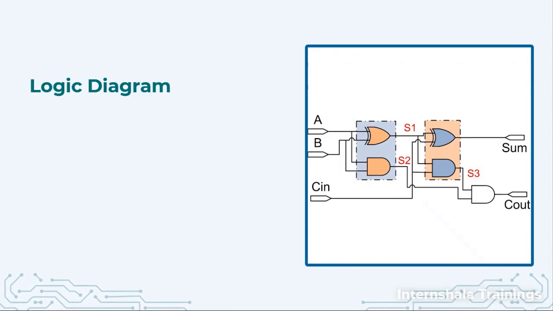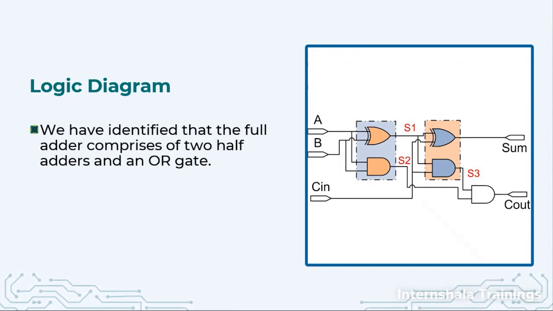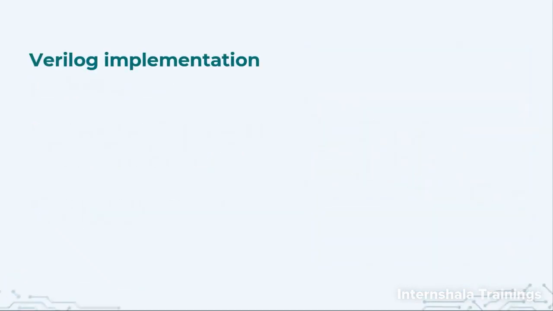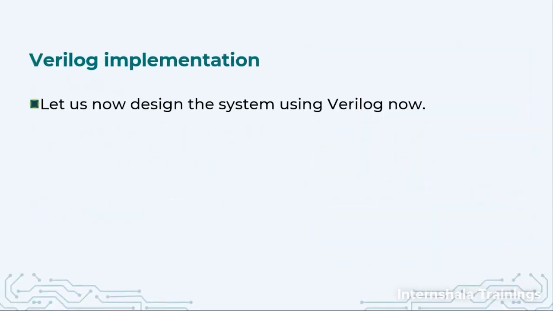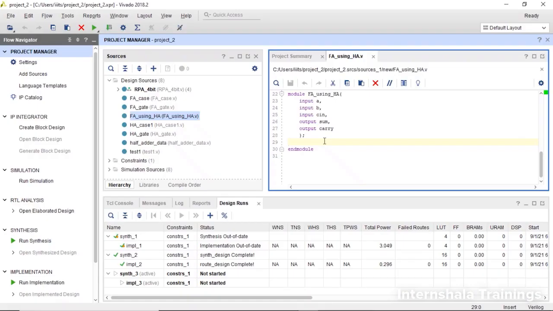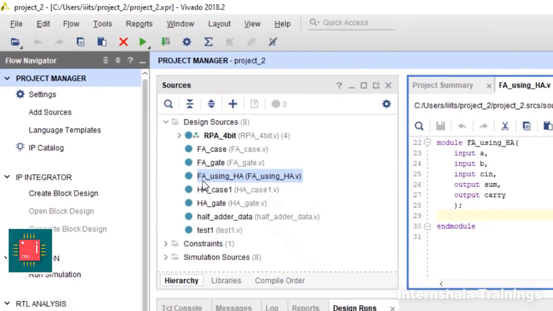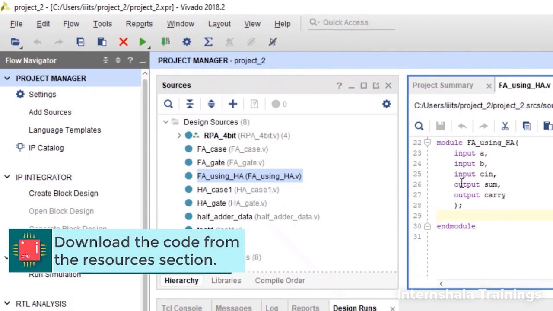We have identified that the logic diagram of a full adder can be made using two half adders and one OR gate, and we can use module instantiation to implement this. So let us get started and implement it using Verilog now. We are back in the same project, and here we have created a module full adder using half adder.v.